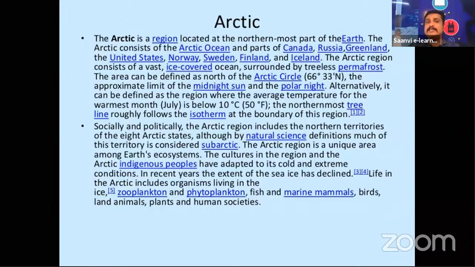And in recent years, the extent of the sea ice has declined. Nowadays, this ice has declined already. We have discussed the reason. What may be the reason? Global warming. Increasing temperature in the atmosphere. Increasing carbon dioxide content in the atmosphere is a cause for increasing temperature in the atmosphere. It causes melting ice.